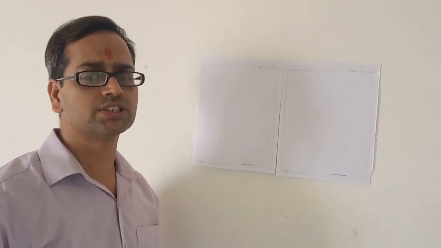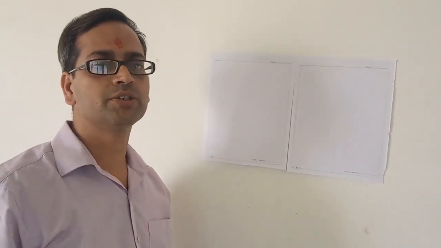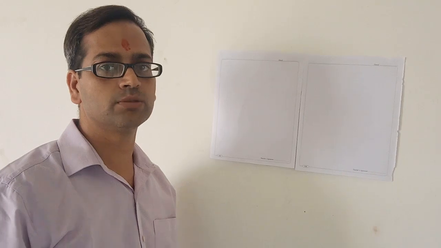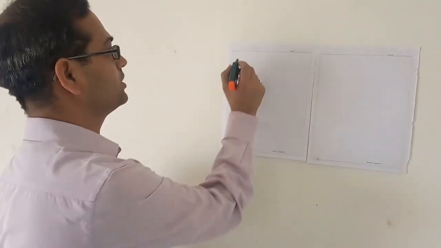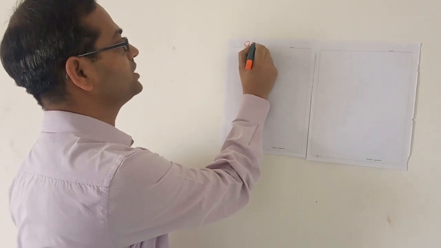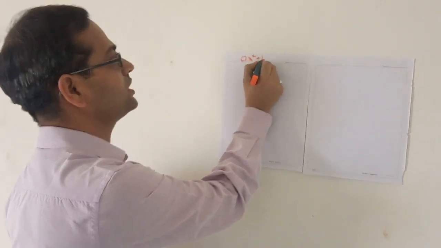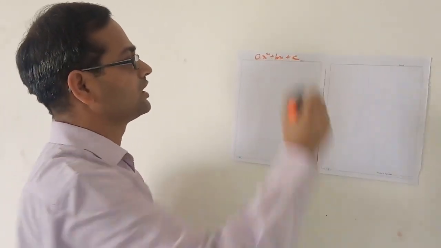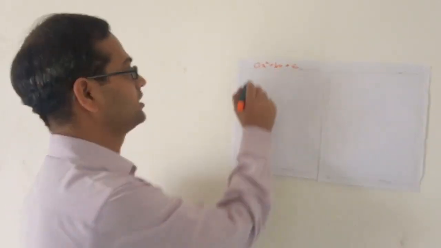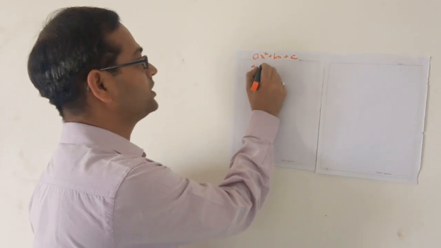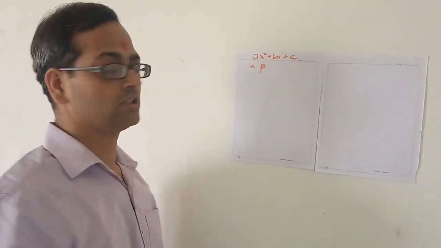Now we'll be discussing the relation between roots and zeros of a polynomial. Suppose we take a quadratic polynomial. The general form for a quadratic polynomial is ax square plus bx plus c. And let the roots of this polynomial be alpha and beta, the two roots.